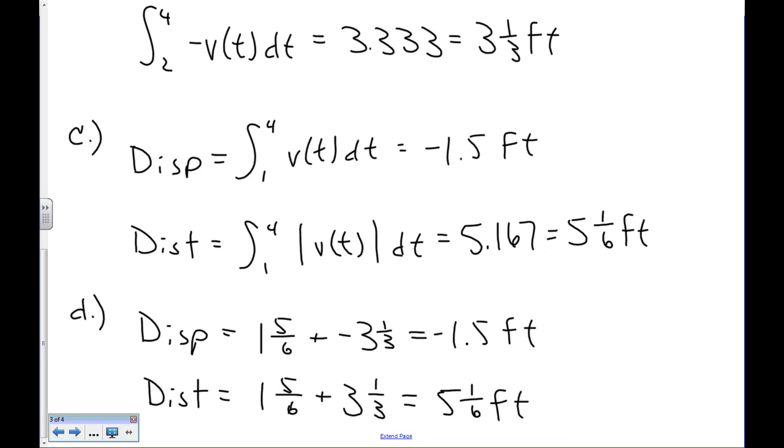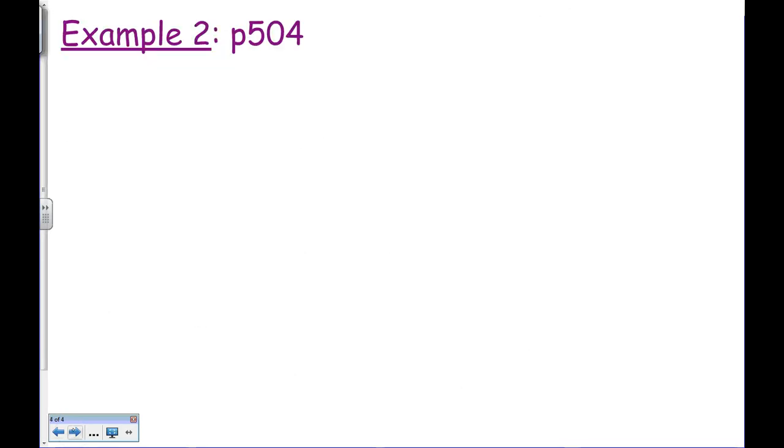All right, so let's take a look at another example. Look at example 2 on page 504. Example 2 says a car accelerates for 24 seconds. Its acceleration in miles per hour per second. Notice the units there, by the way. There's hours and seconds in those units. Be careful with those. It is measured every 3 seconds and listed in the table below. Okay, so they give you time, which is measured in seconds. They give you acceleration, which is measured in miles per hour per second.